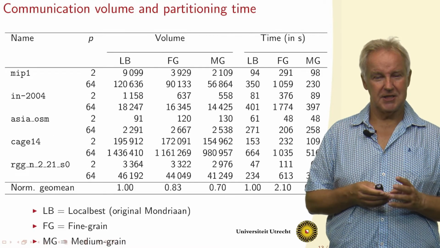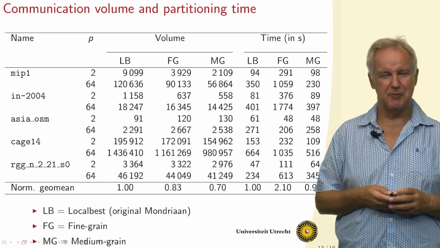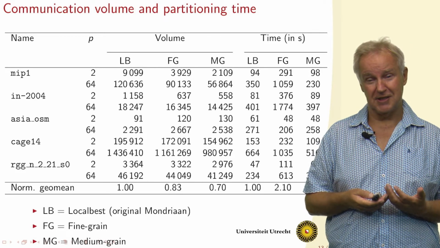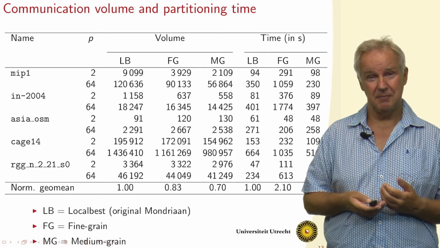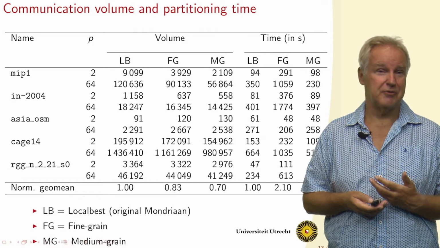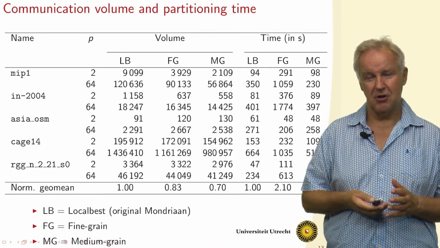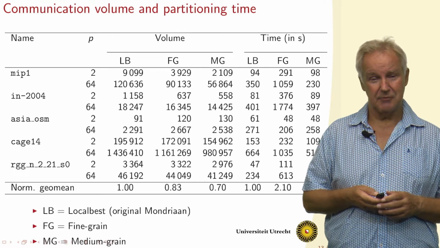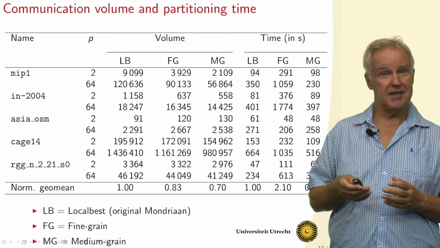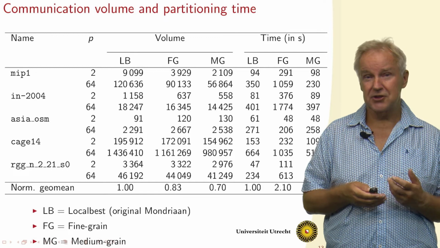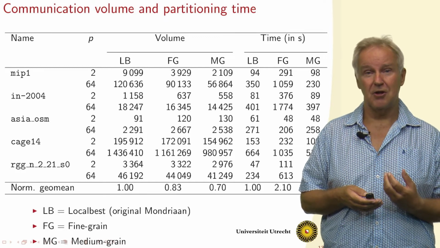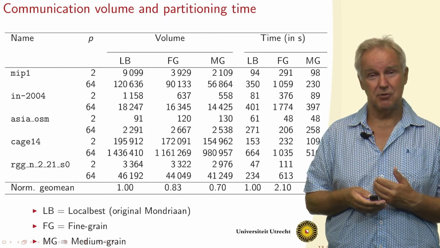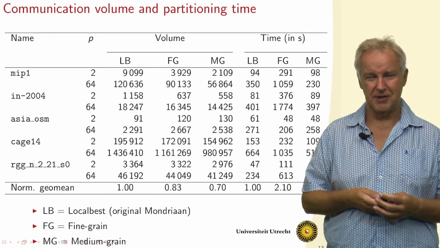Okay, so in this rather full table, we see both the communication volume, that's the quality of the partitioning, and the time in seconds, that's how fast you get the partitioning. And in all cases, you get the result within a few minutes. And then we have examined 3 different methods. The original Mondriaan method, which is called local best, LB, then the fine grain method, and the medium grain method, which we discussed in this video.